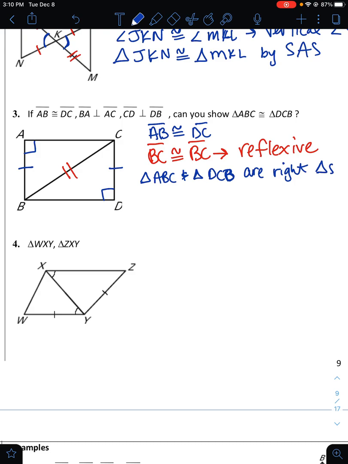And so now I really have three conditions with HL. I have a hypotenuse, a leg, and a right triangle. Okay, so I've got my hypotenuse here with the reflexive. I have a leg, and then I have the right triangles. So I now can show that triangle ABC is congruent to triangle DCB by HL.